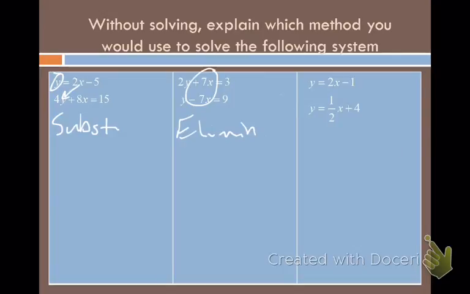I probably still wouldn't, personally. I would use substitution and just go ahead and substitute this 2x minus 1 in for this y, and then clear the fractions and solve. But I think that was the design for that third one. Okay, so just some things to think about. When you have your system set up, take a look and see which one's going to be the easiest method to use to solve.